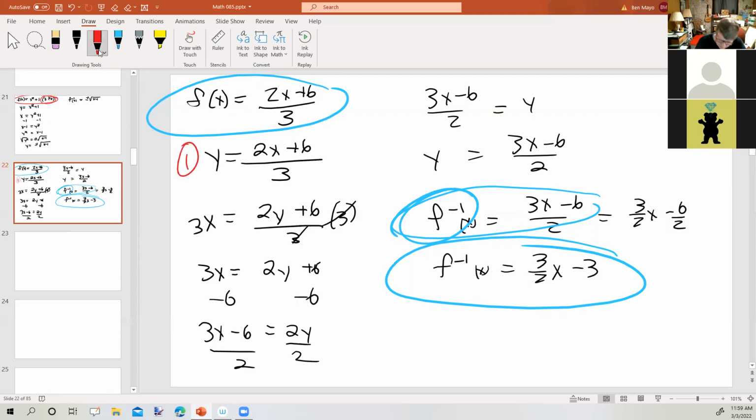Step number 1, replace f of x with y. Step number 2, interchange x and y. Step number 3, solve for y. Step number 4, replace y with f inverse of x. Any questions about this particular example? All right, let's take a look at another one then.